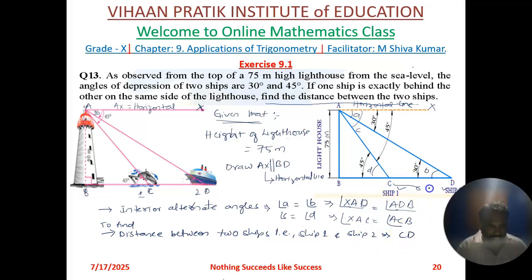How will we get this CD? We need to find out BD, then subtract BC. We need to find BD, which will equal BC plus CD. From this, CD will equal BD minus BC. This is our solution: to find the difference between BD, the total distance, minus BC. Let's do it on the next page.